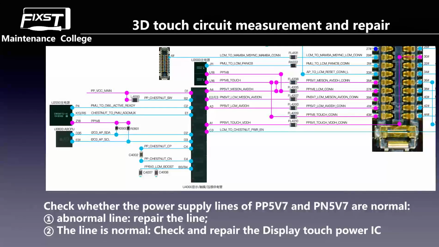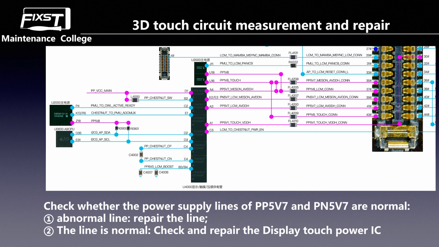Okay, now we're talking about the 3D touch circuit, how to repair and how to test. The 3D touch circuit is very easy to repair. First, we need to test the power. Check PP5V7 and PM5V7, these two lines, to see whether the power and the lines are normal. We also need to test the lines from the fingerprint connector to this display connector, to see whether all the lines are open or connected well.